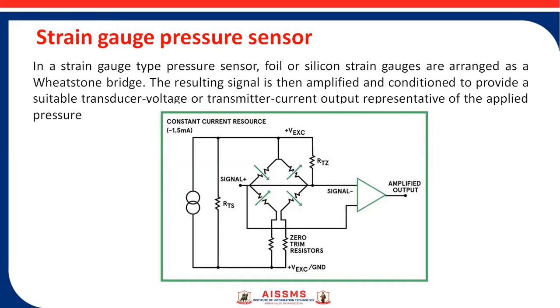Strain gauge is connected to the diaphragm and when the diaphragm flexes due to applied pressure, the strain gauge will stretch or compress, and because of this variation in its cross-sectional area its resistance will change. This change is converted into voltage by linking 2 or 4 similar gauges as a Wheatstone bridge so that the output can be maximized and sensitivity to errors reduced. The resulting signal is then amplified and conditioned to provide a suitable transducer voltage or transmitter current output representative of applied pressure.